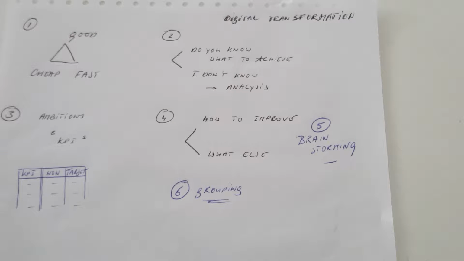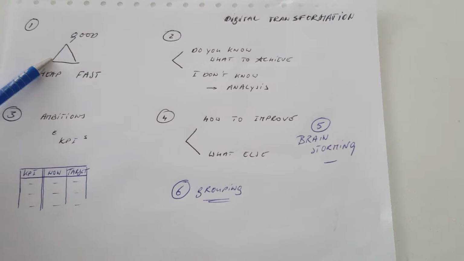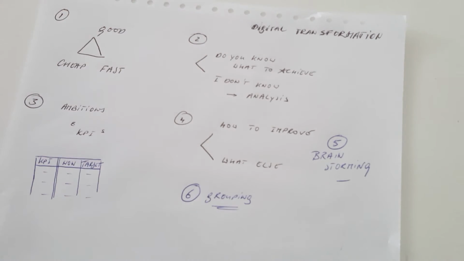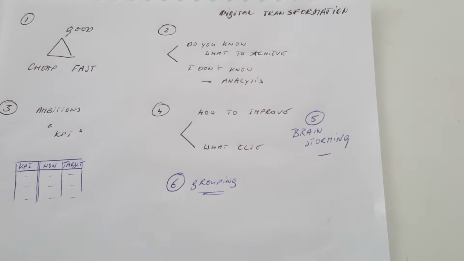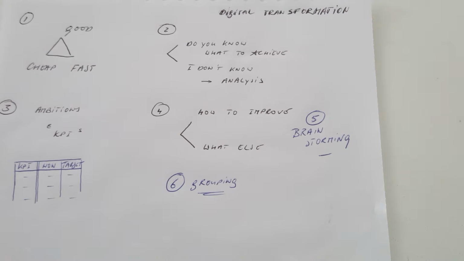Digital Transformation, Part 6. So this is the overview. For those of you who've watched all the clips and read all the blogs, this is roughly the steps that we have taken so far, starting from the basic concept of good, cheap and fast, deciding on where you need further analysis, thinking about your ambitions, your KPIs, how to improve, and in the last session we talked about brainstorming.